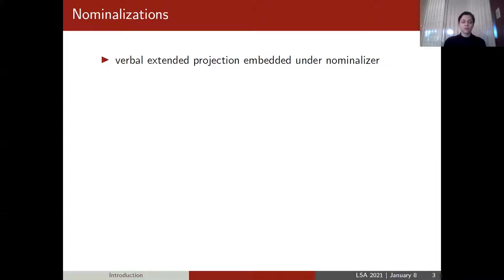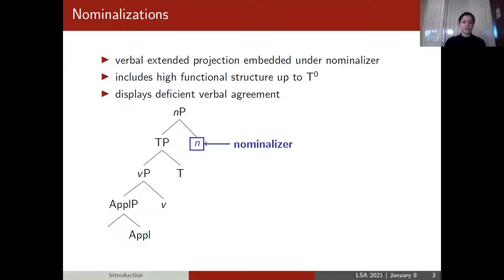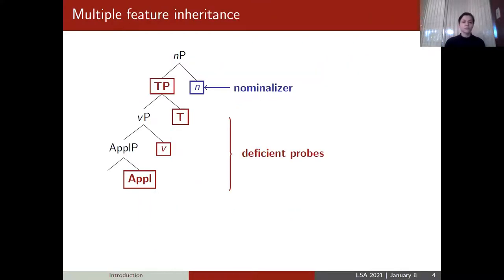Very schematically, what do I mean by this? The nominalizations I'll be talking about are verbal extended projections embedded under a nominalizer, this little n here in this tree. These nominalizations include high functional structure up to T, so they include a full TP, but they display deficient verbal agreement, so they don't look quite like what you would expect a full TP to look like. The lower verbal heads within this structure behave as deficient biprobes. The way I'll be analyzing this is that these verbal agree probes are deficient unless they're embedded under C. So unless you have a full CP, you're not going to see the full phi agreement properties of the probes.